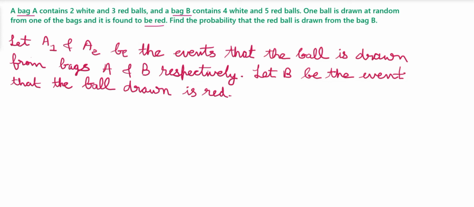Firstly, we'll find the probability of the events A1 and A2. Here, as we are having two bags, there's only single chance that we can either draw the ball from bag A or from bag B. So we'll write the probability of A1 and A2, which will be P of A1 is equal to 1 by 2 and P of A2 is also equal to 1 by 2.